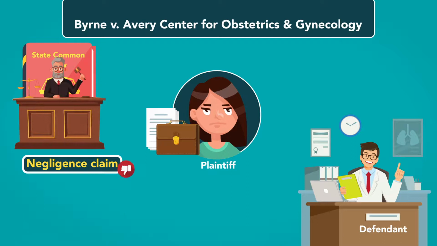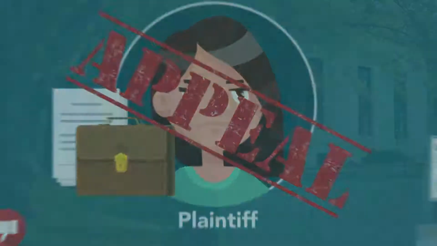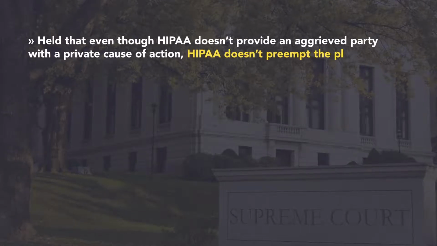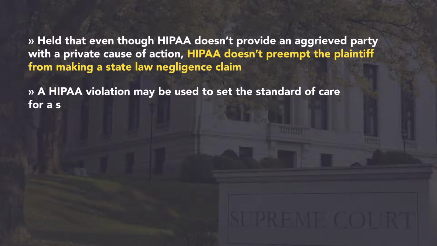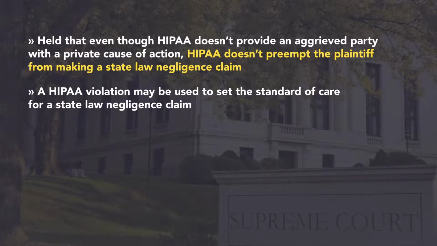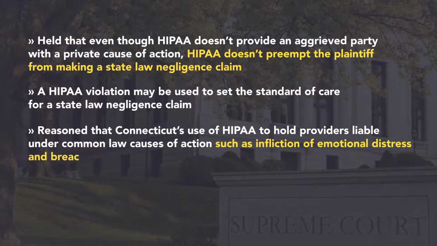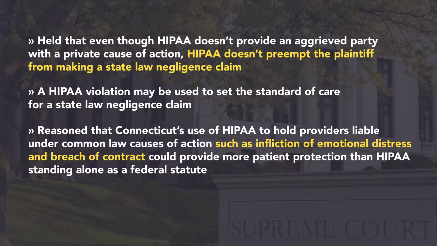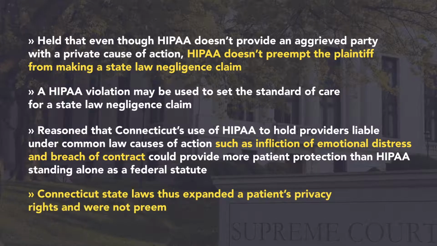The trial court dismissed her negligence claim, finding that there was nothing in the common law that made the unauthorized release of medical records actionable under state law. On appeal, the Connecticut Supreme Court held that even though HIPAA doesn't provide an aggrieved party with a private cause of action, HIPAA doesn't preempt the plaintiff from making a state law negligence claim. A HIPAA violation may be used to set the standard of care for a state law negligence claim. It reasoned that Connecticut's use of HIPAA to hold providers liable under common law causes of action, such as infliction of emotional distress and breach of contract, could provide more patient protection than HIPAA standing alone as a federal statute. Connecticut state law thus expanded a patient's privacy rights and was not preempted.